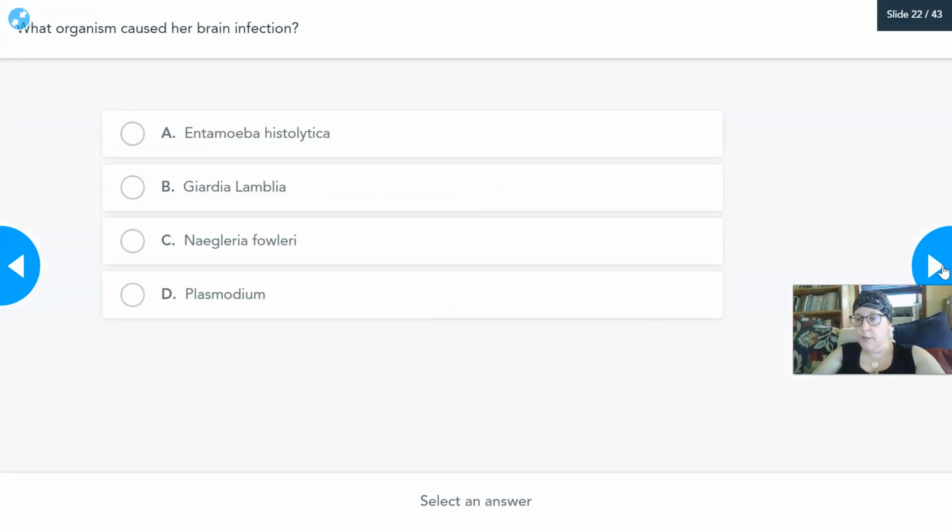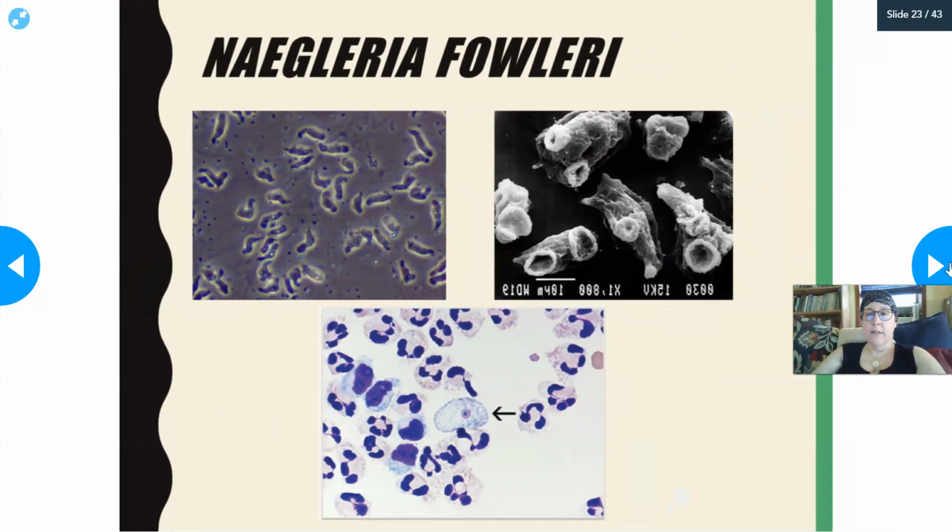So just checking to see if you're paying attention, which organism caused her brain infection? These are all protozoans that I have listed here. And hopefully you picked the right one. It's Naegleria fowleri. This is an electron micrograph of what it looks like. So like in the lab, this is what she would have seen.